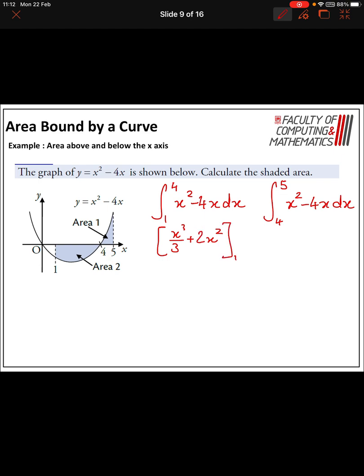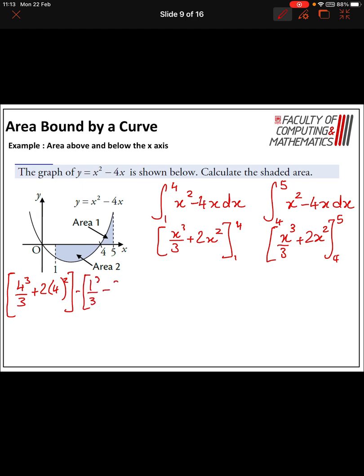And that'll be between 1 and 4. So this one is obviously going to be the same. The function x cubed over 3 plus 2x squared, and that's going to be between 4 and 5. Okay, so I'm going to take this one across here. I'm going to sub in my 4. So I would end up with 4 cubed over 3 plus 2 times 4 squared minus 1 cubed over 3 minus 2 times 1 squared.